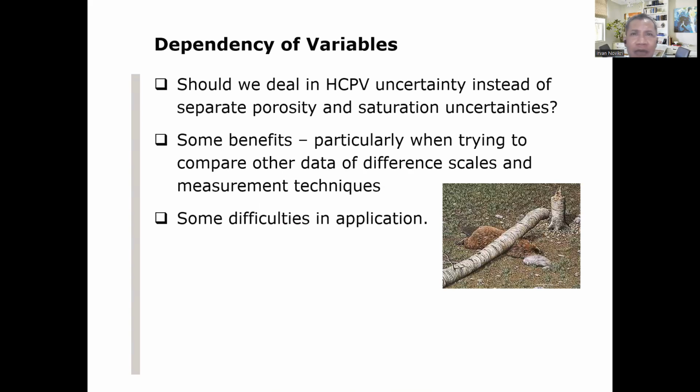Again, dependence of variables refers to considering high hydrocarbon per volume uncertainty, instead of treating porosity and saturation uncertainty separately. This approach is beneficial, especially when comparing data from different scales and measurement techniques. However, there are also challenges in applying this method.